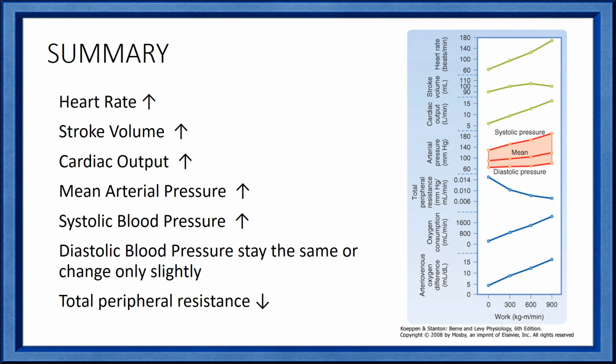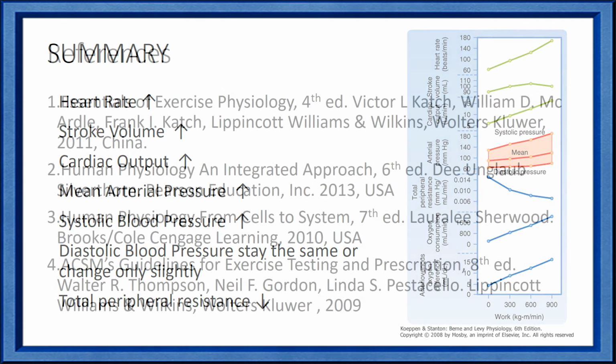In summary, immediate cardiovascular changes that occur during aerobic exercise include an increase in heart rate, stroke volume, cardiac output, mean arterial pressure, and systolic blood pressure. Diastolic blood pressure stays the same while total peripheral resistance is decreased.